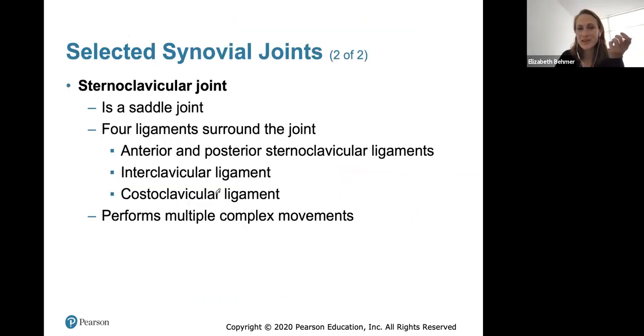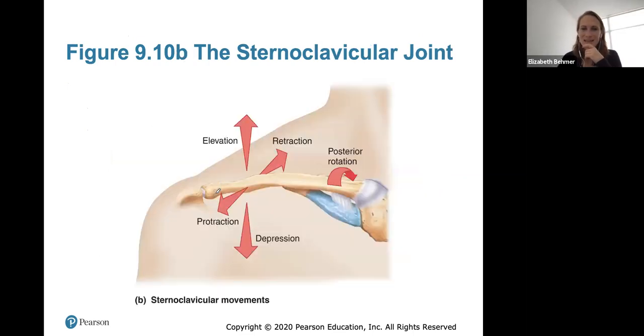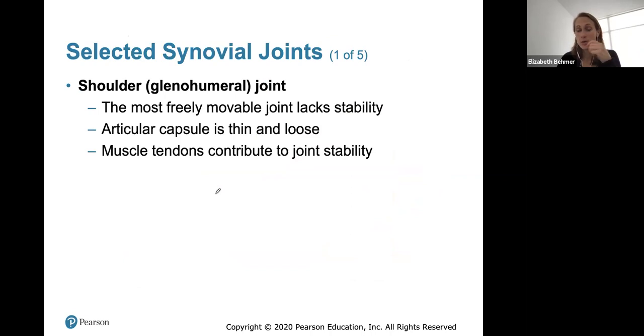The sternoclavicular joint is a saddle joint. I'm going to cross over some of this; you guys don't need to know a lot of these details. The shoulder glenohumeral joint is a freely movable joint, so it lacks stability. Usually as joints are more movable, they're less stable.